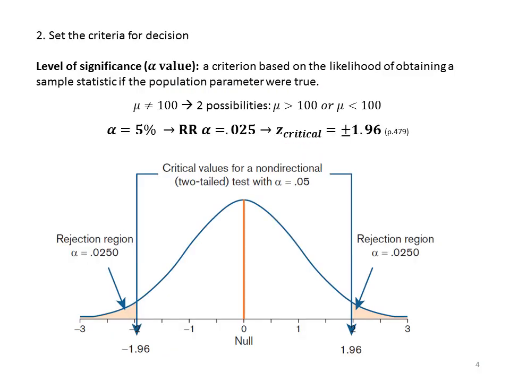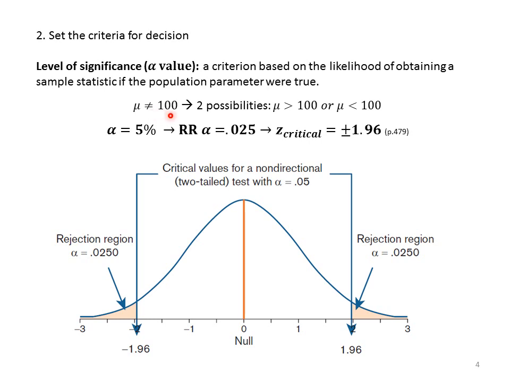Step 2 is to set the level of significance, or alpha level, for decision. It is a criterion based on the likelihood of obtaining a sample statistic if the population parameter were true. First we assume the graduate population mean is 100 and randomly select 100 graduate students and their mean is 103. If the chance of obtaining 103 is less than 5%, we reject the null hypothesis.